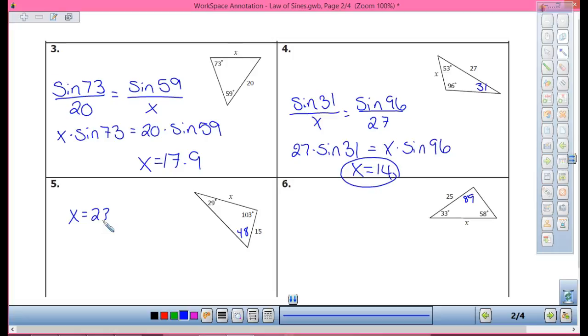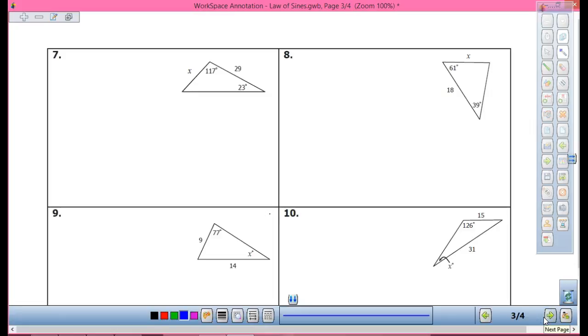Okay, so remember we've got what? Sine of 48 over x equals sine of 29 over 15. Sine review for number 6. X equals 29.5. Questions on that one? For the most part, I saw us do a pretty good job on those. All right, let's look at number 9.